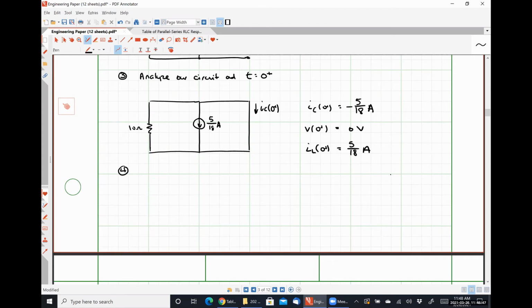So step 4, in this case, will just be use response equations, all right? So we know that V of t, because this is an underdamped system, right, will be of the form B1 cosine omega dt plus B2 sine.